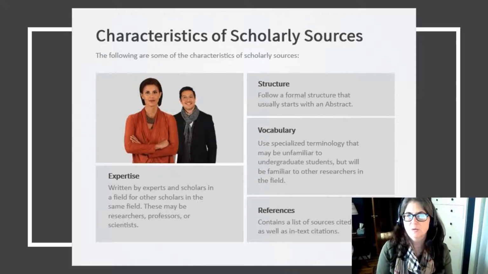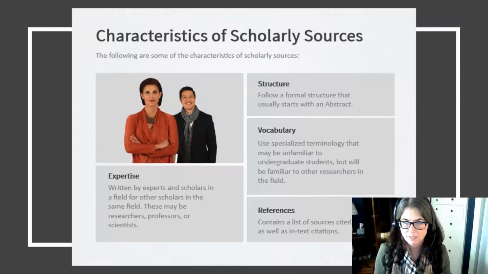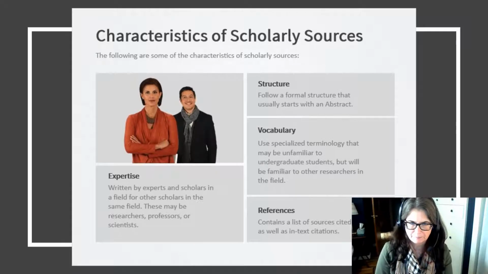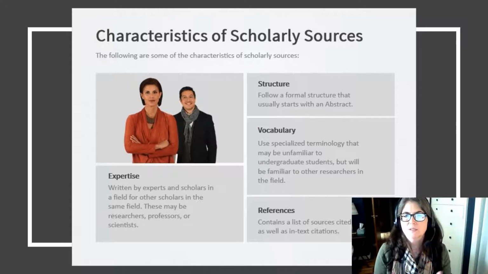The people who write scholarly articles are experts in the field. So they're researchers, they're professors, they're usually people with advanced degrees, meaning they have a master's degree or maybe a PhD, and part of their work has to do with research. So they're researching on different topics, they write about that research, and the product of that writing is a scholarly article. They always are going to follow a structure.